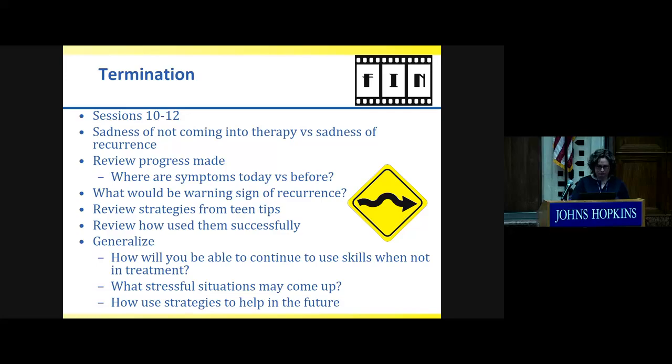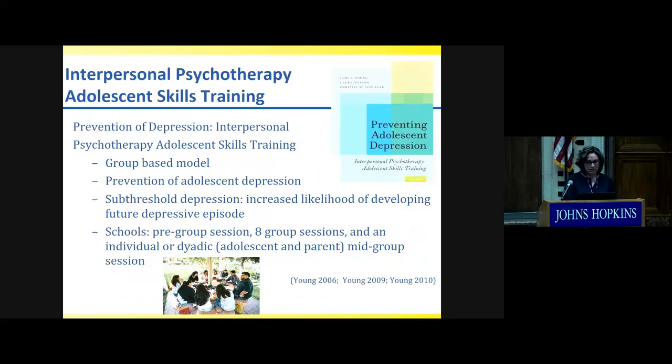Okay. So the next pediatric adaptation I'm going to talk about is by Jamie Young, who is currently at CHOP. It's a prevention model. It's Interpersonal Psychotherapy Adolescent Skills Training. It's a group-based model, and it's for the prevention of adolescent depression. So if a youth has subthreshold depression, they're at increased likelihood of developing a future depressive episode. It's primarily delivered in schools. There's a pre-group session, 8 group sessions, and an individual or dyadic mid-group session.